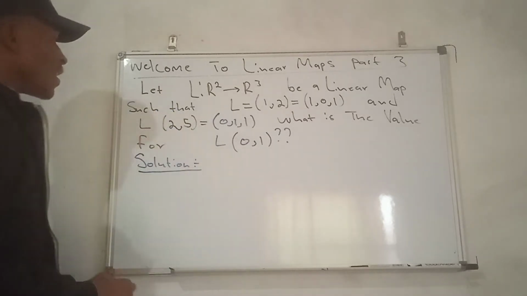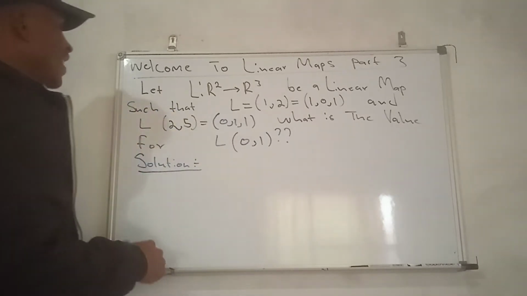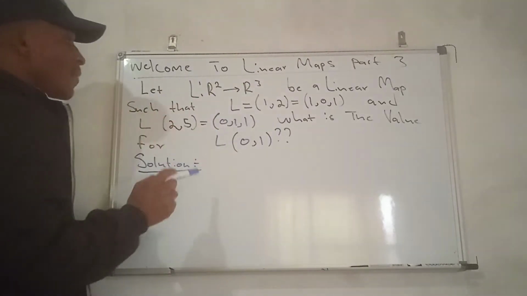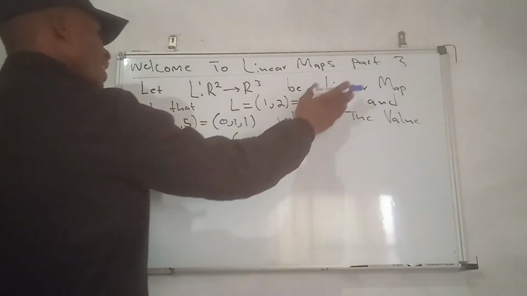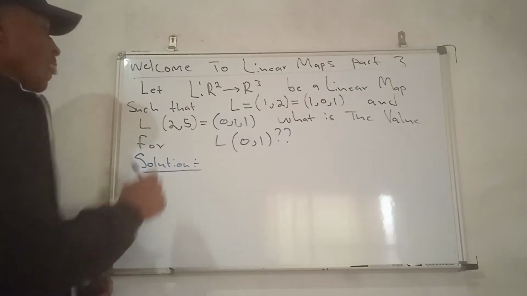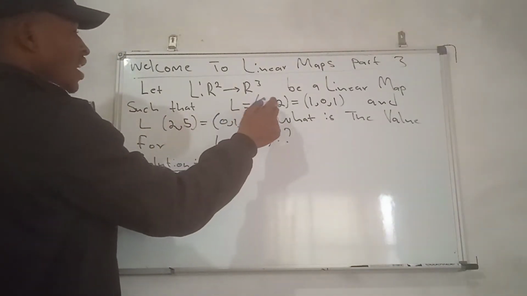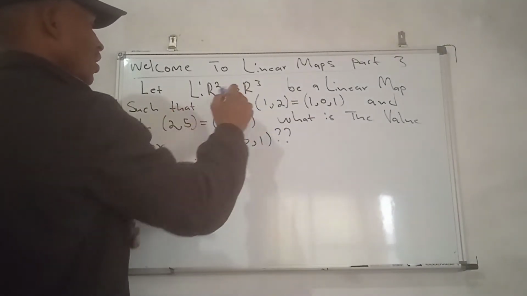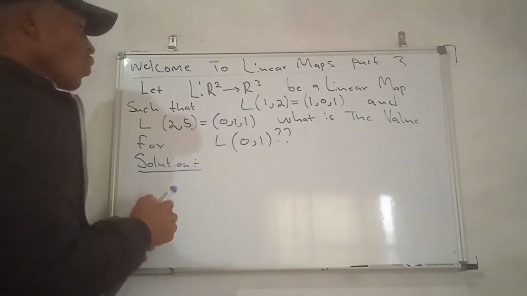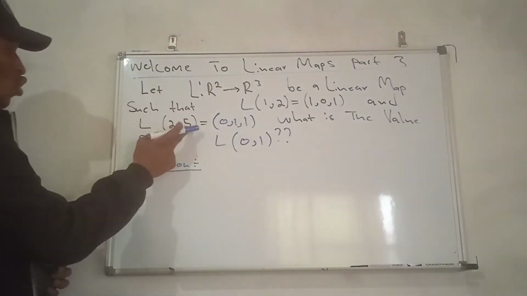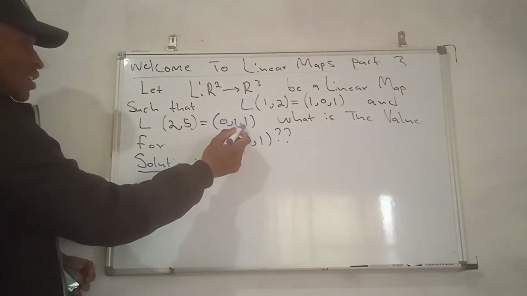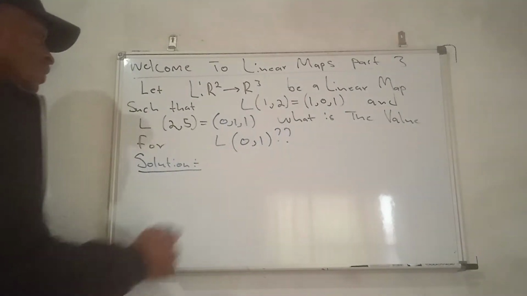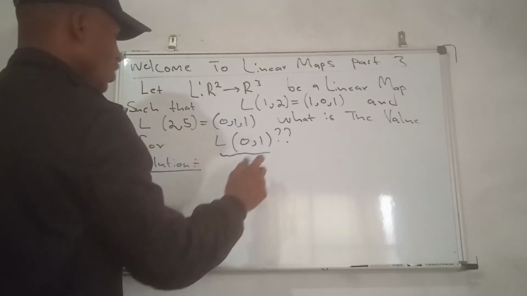So suppose that we are given a problem like this, and they say let L map from the second dimension all the way to the third dimension be a linear map. So they already told us that this is a linear map such that L(1, 2) equals (1, 0, 1) and L(2, 5) equals (0, 1, 1). What is the value for L(0, 1)? So this is the thing that we want to compute.